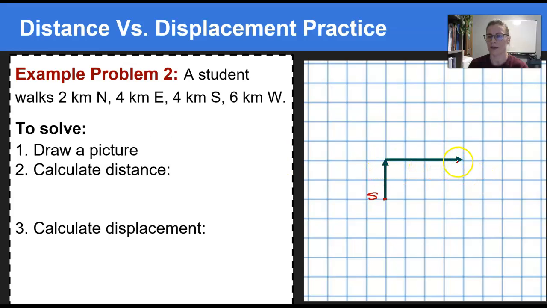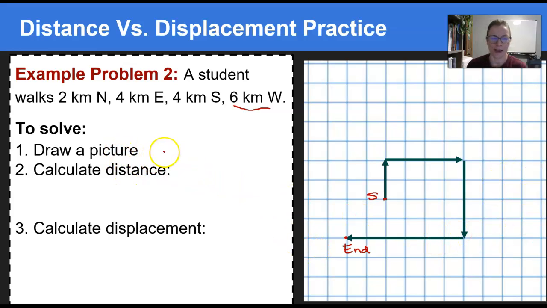So we went 4 places to the right. Then 4 kilometers south and 6 kilometers west. All right, and that's all of the directions. So this right here is going to be our ending place. All right, so we have our picture drawn.